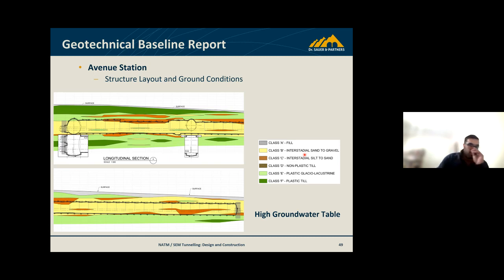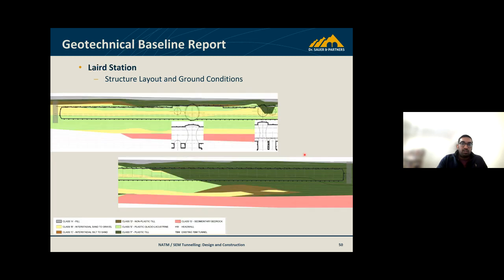We have the geotechnical baseline report. This is an example from Avenue Station in Eglinton, and again, it's important to keep in mind how these are created and the overall picture that you're getting from them, as opposed to maybe specific areas that you're looking at for construction of an SEM structure.